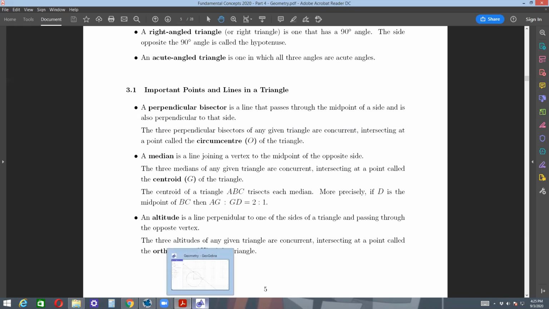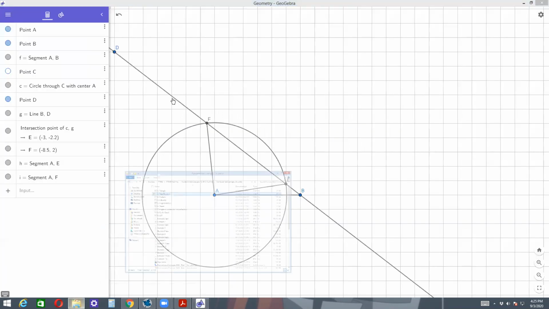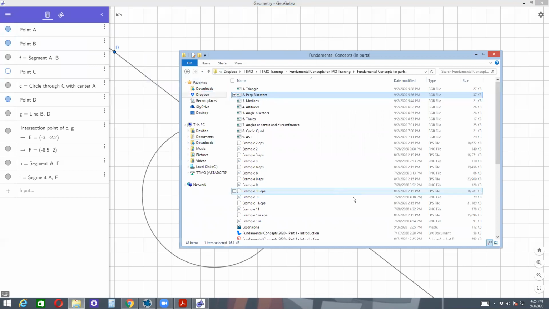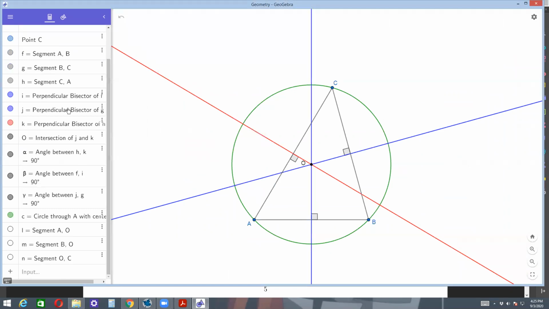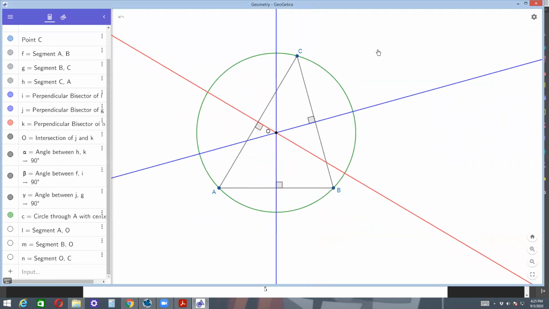Let me switch across to the diagram now, so I can show you how this works. I have some additional hidden stuff here that I'll show you as we go. Actually, I should hide the circle because I don't want you to see that right now. What I have here is a triangle ABC, and I've constructed the three perpendicular bisectors.